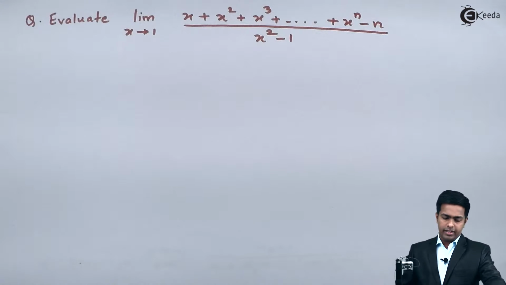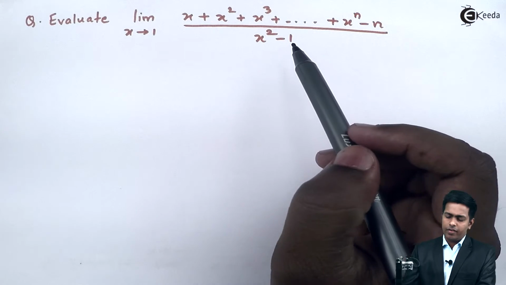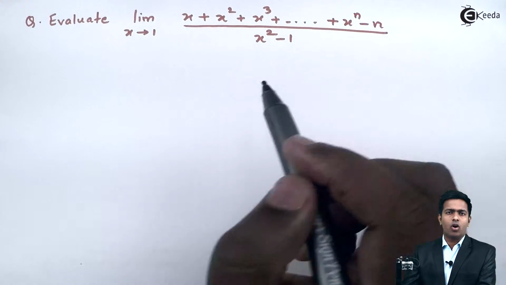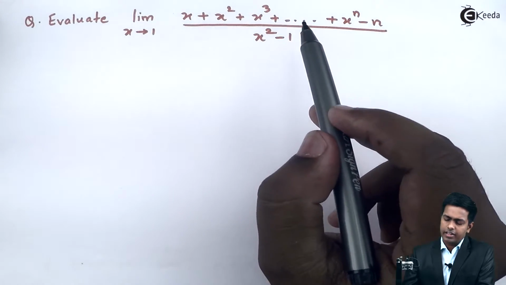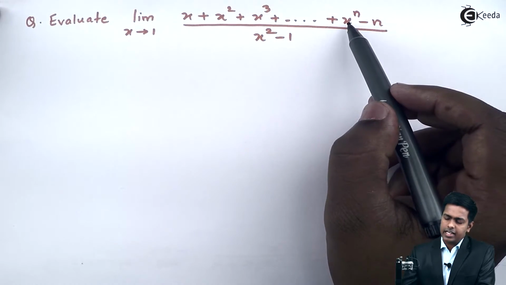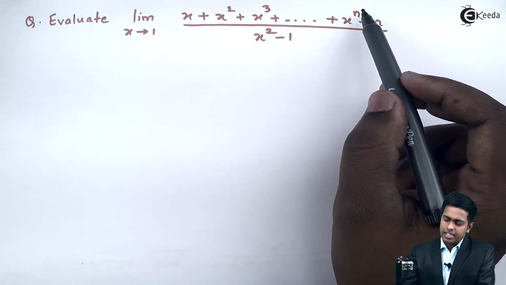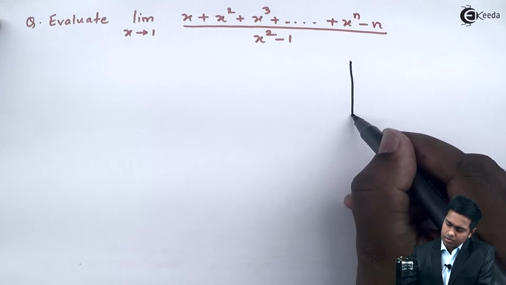So here in the limit we have an algebraic function, and whenever we have an algebraic function, we always start with the direct method, and if we get 0 upon 0 in the direct method, then we apply some other method. So before applying the direct method, let us understand the term which is given in the numerator. If you observe, the last term of this series is xⁿ, and that same n comes here. So let's understand this concept.